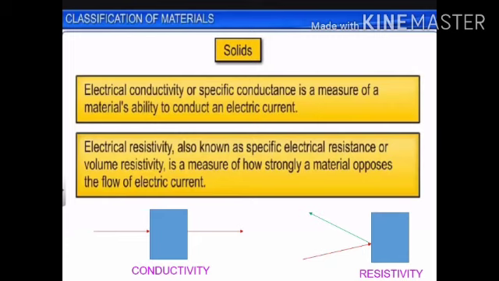The resistivity is also called specific electrical resistance. It is the measure of how strongly a material opposes the flow of electric current. So it is opposite to electrical conductivity, that is, it is resisting. What it is resisting is the electric current. So we can take an example.